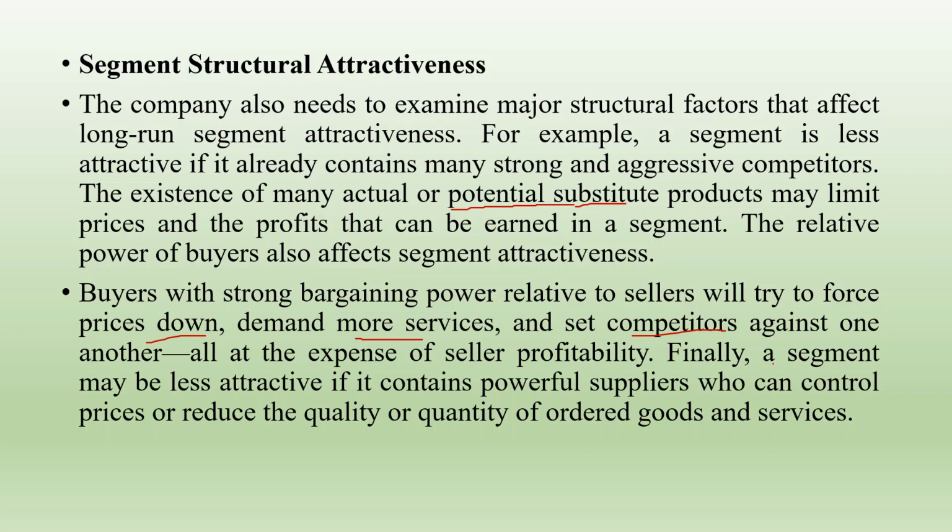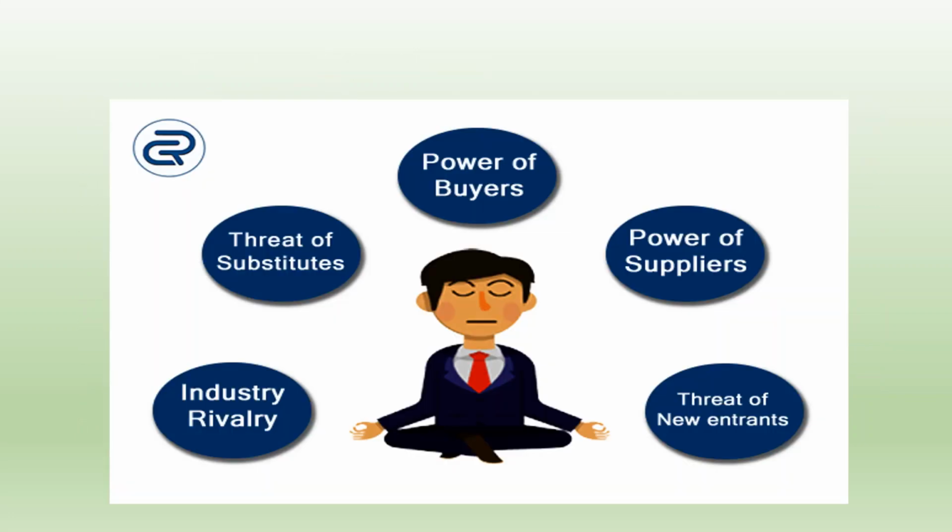So structural segment attractiveness is well defined by Porter's five forces model. That is, first the power of buyers, meaning one who purchases our goods; then the power of suppliers, the person who supplies raw material. The threat of substitutes means a product which is similar to our product. Then the threat of new entrants: a new product is launched in the market and the value of the present product completely diminishes. This is a new trend. Then industry rivalry: when there is competition, there is industry rivalry also.